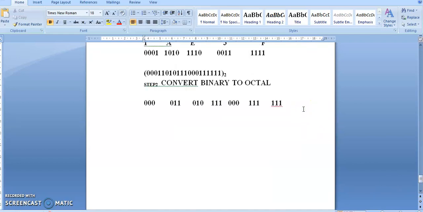So 000 means 0 in the equivalent octal value. 011 means 3. 010 means 2. 111 means 7. All zeros means 0. 111 means 7. Again 111 means 7. So the total octal value is 0327077 base 8. So it is called the octal value equivalent of the hexadecimal.